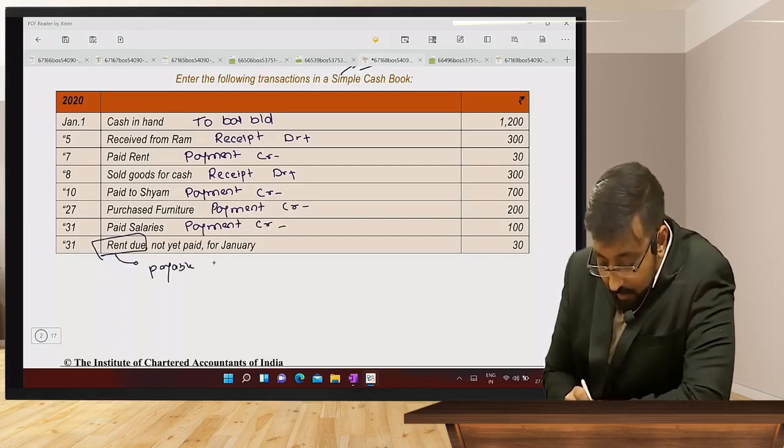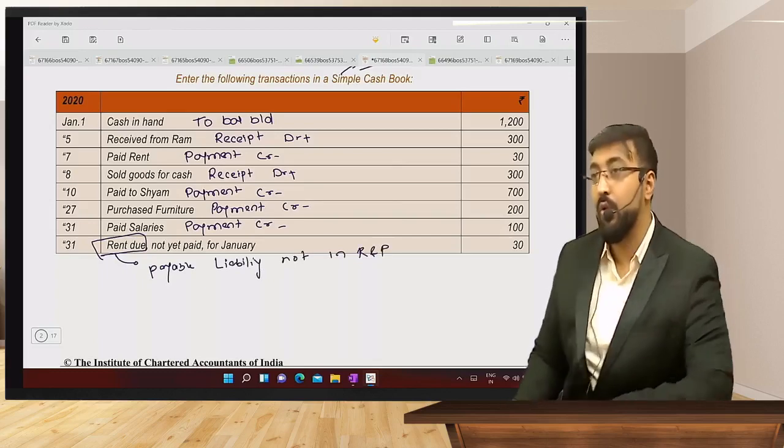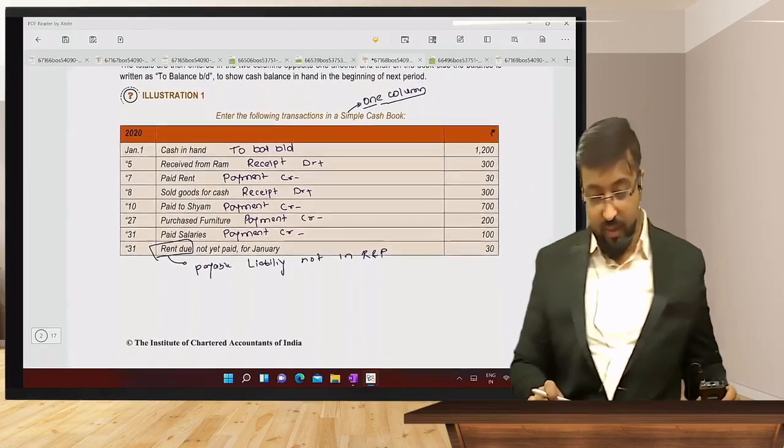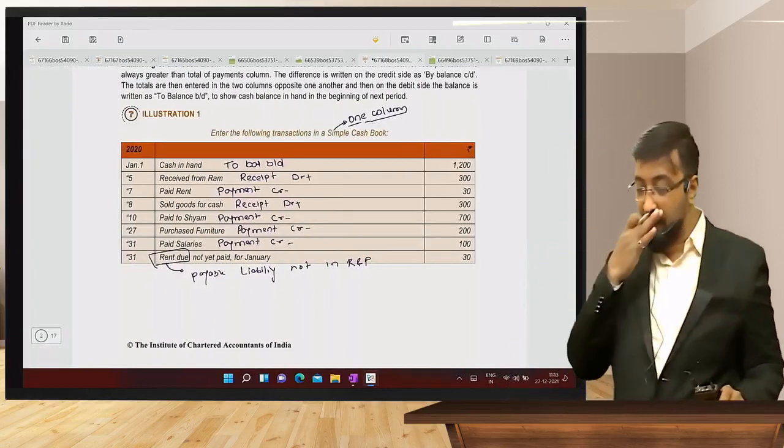Rent payable. So it's a liability. Not in receipt and payment. You got this concept? So rent due is rent payable, is not in receipt and payment.